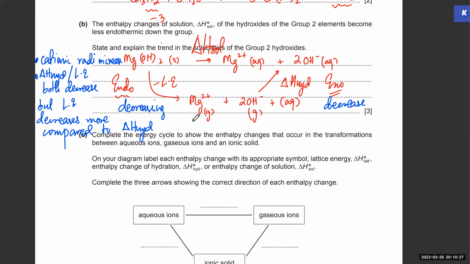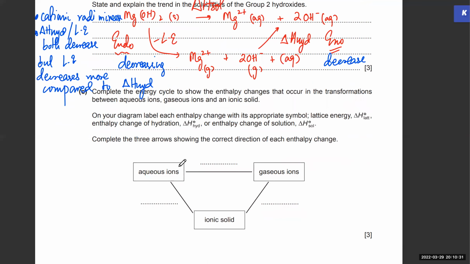And he's asking for the same cycle to be drawn over here, which we have already done. So he's saying label this. What happens when gaseous ions turn into aqueous ions? That's enthalpy change of hydration. What happens when gaseous ions turn into an ionic solid? That is lattice energy.